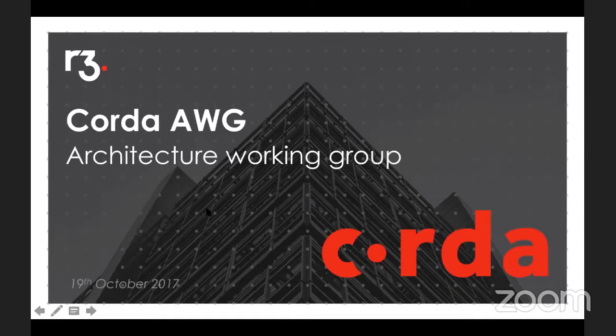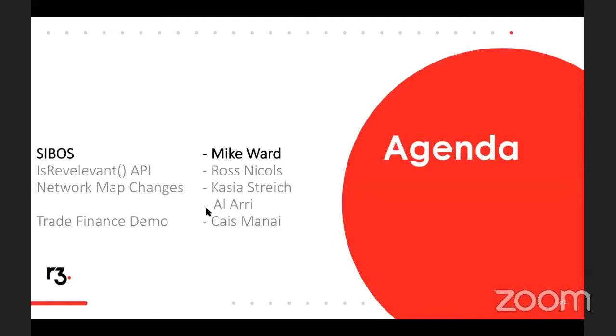Perfect. Thanks, Ross. This is Mike Ward here from R3, and I appreciate everybody joining us yet again. We have a few things to go through today, so I'll try to be quick and to the point on my part. I was going to make a brief mention about SIBOS, where I am today, and where a number of us from R3 are. Ross is going to run through one of the API changes that a few people have had questions on, and talk about the rationale for that and the path forward. Kasia and Al are going to talk about a bigger item, more in length, around network map changes that they have been working on. And last, we're going to close out with a trade finance demo that Cais has done for us. That demo will be online and available to everybody at some point in the near future.